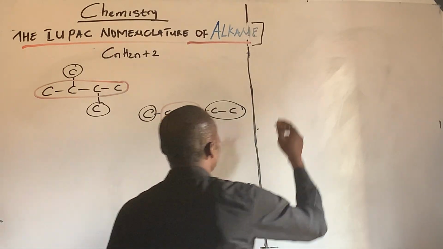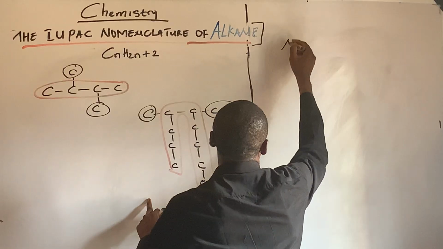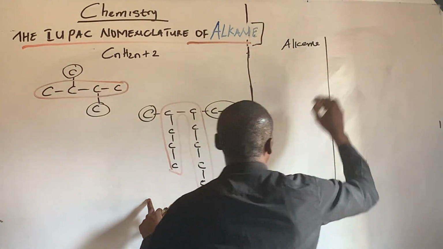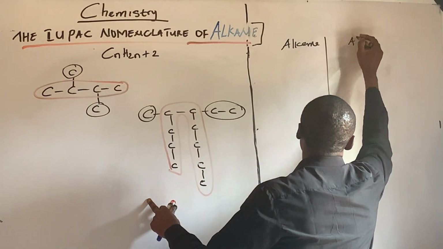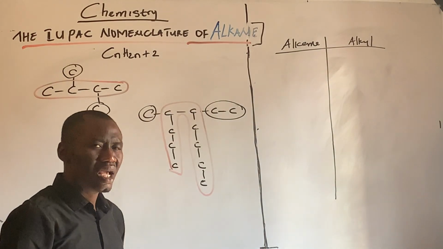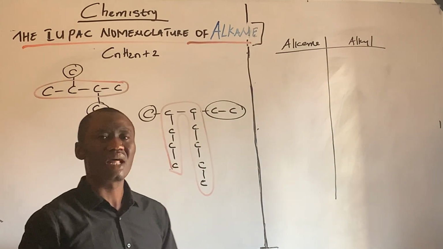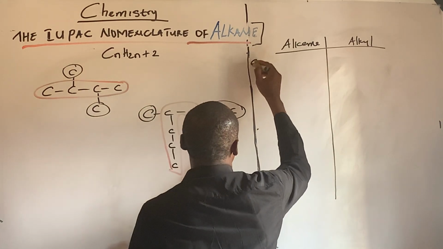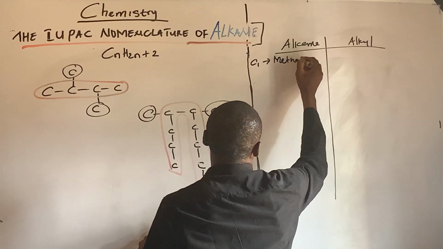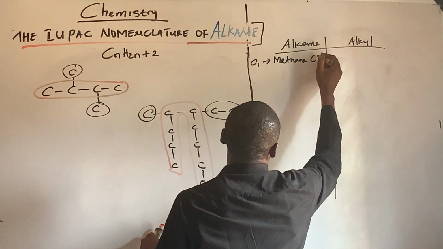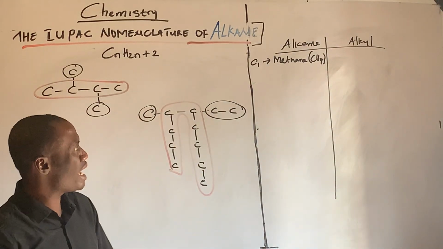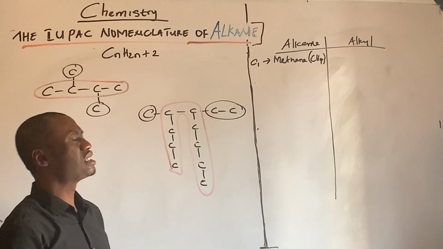Recall that we have an alkane, and this substituent is usually an alkyl. What's the difference between alkane and alkyl? That's the question. Now, for carbon 1, the alkane is known as methane, and this is written CH4. All right? Carbon 1 of alkane is known as methane, and this is written CH4.